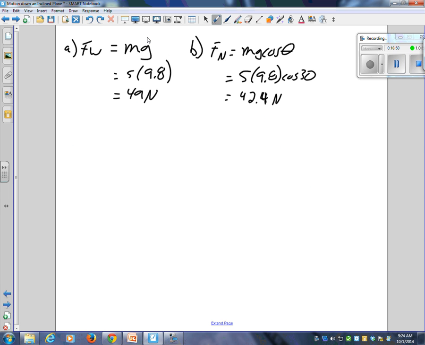So Fn is mg cos theta, and I'm pretty sure the next one is going to be Fd, mg sine theta. And likewise, Brandy, that's always going to be the sine.